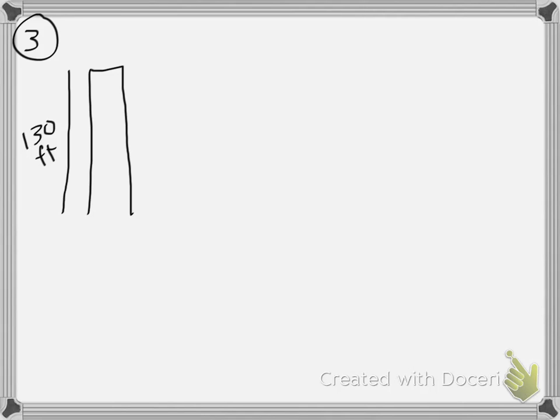Okay, this is question number 3. It says an adventure company wants to run a zip line from the top of one building. So I'll draw a building here. Okay, from the top of one building that is 130 feet tall. So this is 130 feet. Okay, to the top of another building that's only 30 feet tall. So let's just put this here. There's another building and that's 30 feet.